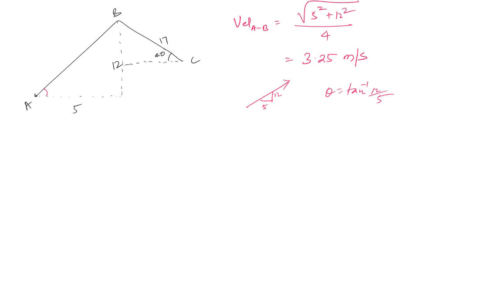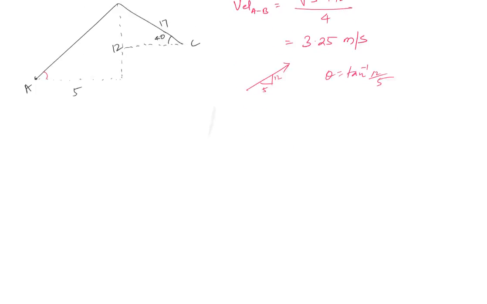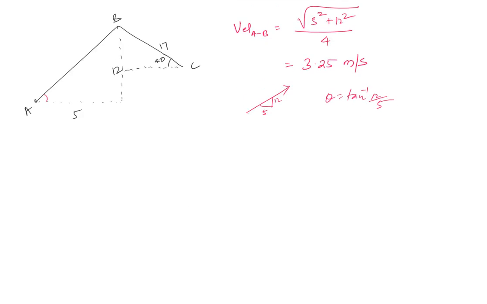All right. Going to the next part, which is velocity from B to C. Again, this is really straightforward. In this, you don't even have to calculate the distance. 17 is already given. So velocity B to C is 17 divided by 5 seconds. That's all given. So you get 3.4 meters per second.